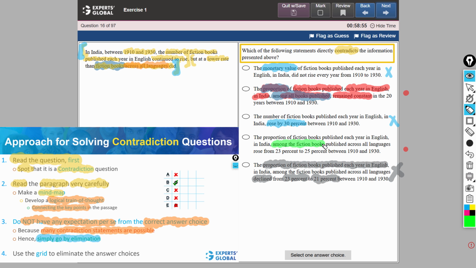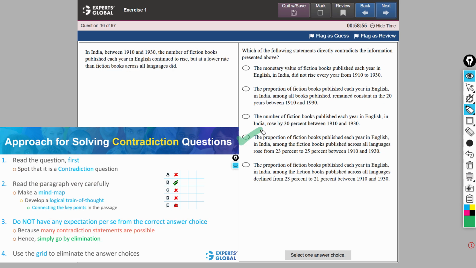So this answer choice is about the proportion of fiction books published each year in English in India out of the total fiction books published across all languages. If you did not notice this subtle difference, fiction books versus all books, you may have got this question incorrect. There's a lot to be learned from this one. D is the correct answer choice.